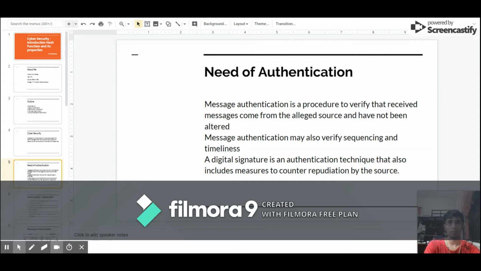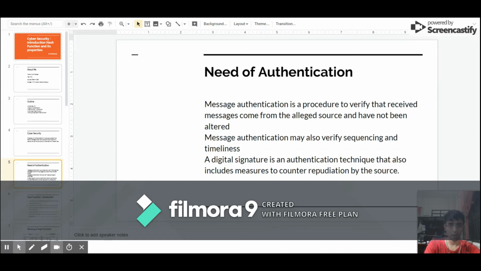Let's take an example of two friends, Ram and Sham. They are both sending messages to each other via letters, and there is a postman. There may be a chance that the postman alters their messages. So how will Ram know that the letter came from Sham? In these cases, there should be some kind of mark in their letters so that Ram will know it came from Sham. This is basically message authentication.